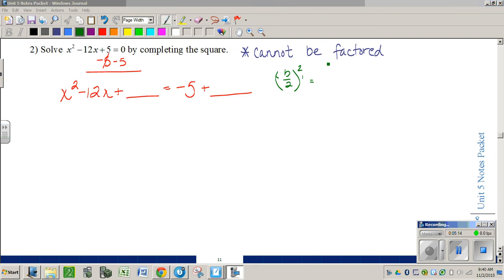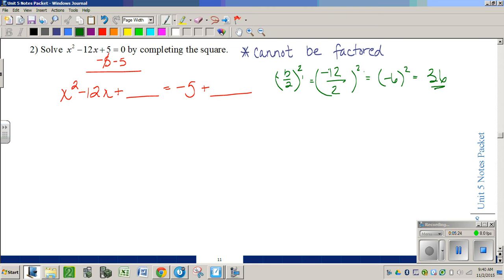Okay, problem solved. B value, negative 12, divided by 2. And we're going to square it. So that turns out to be negative 6 squared. Watch your sign. That's a positive 36. So we're going to add 36 to both sides.